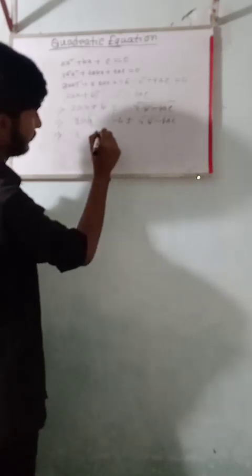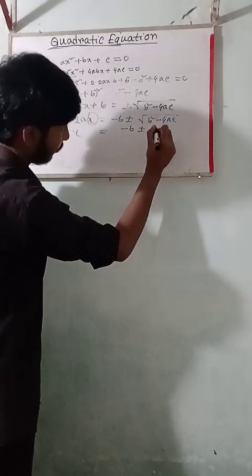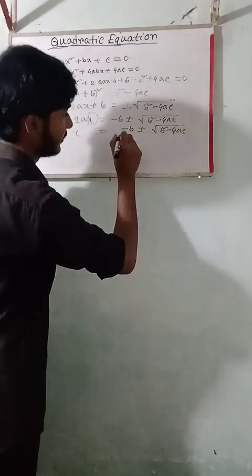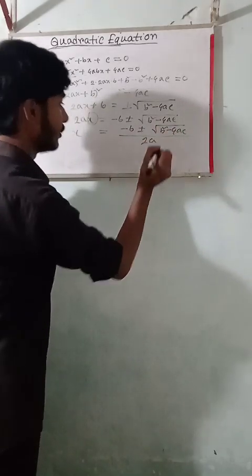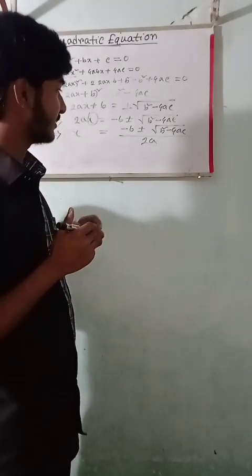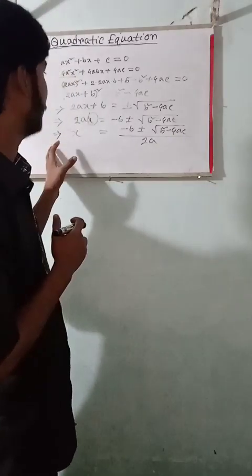So x is equal to minus b plus minus root of b² − 4ac, whole divided by 2a. So x = (−b ± √(b² − 4ac)) / 2a is the solution of this equation and the value of x.